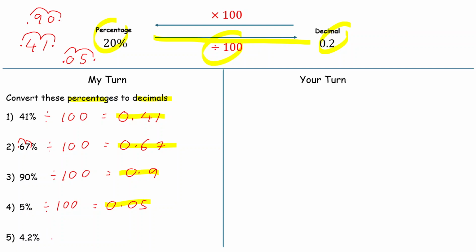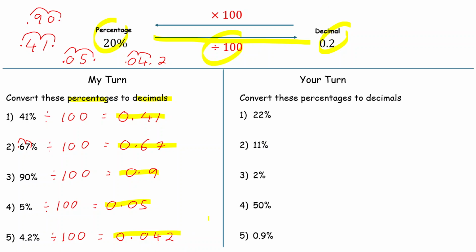And then last but not least, we're going to divide the last one by 100. If you've got 4.2 and you're going back by 1, 2 to here, fill this in with a 0, it's going to give you 0.042. That is your answer.